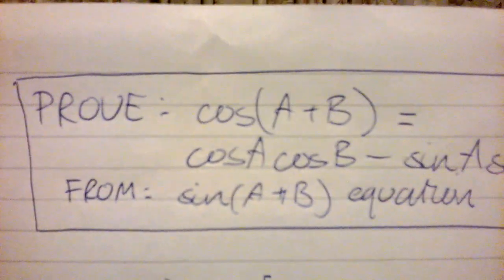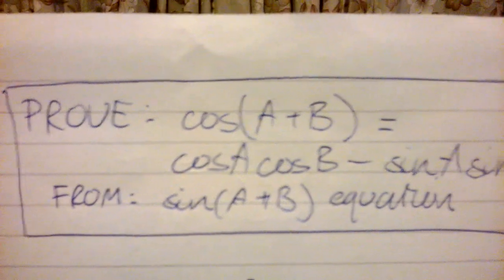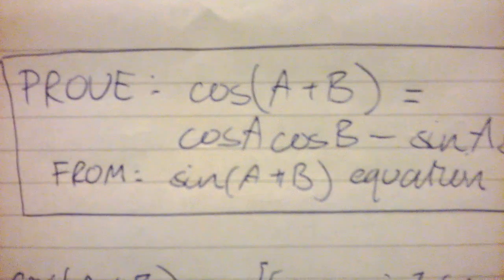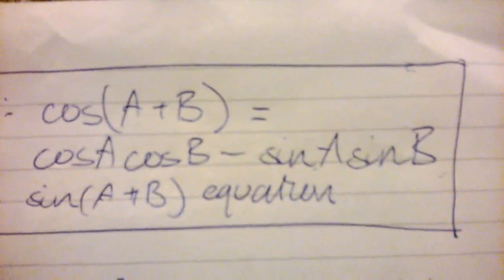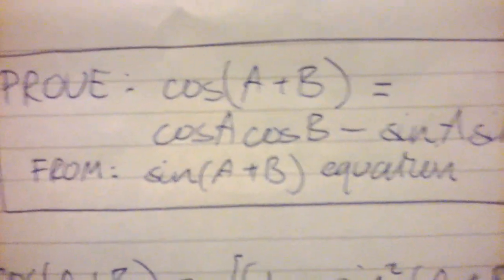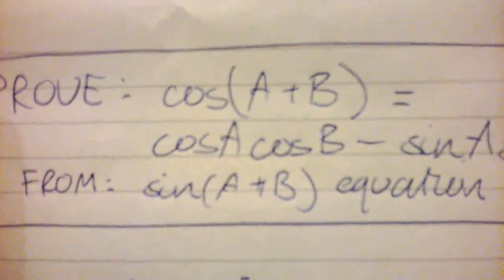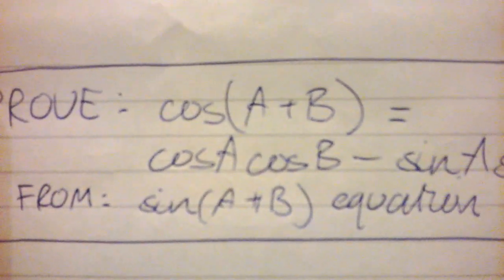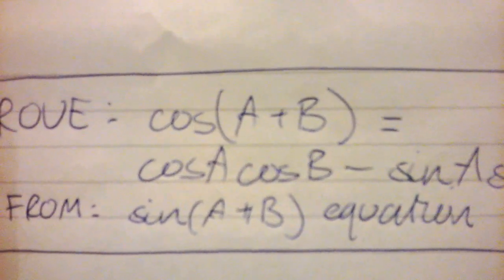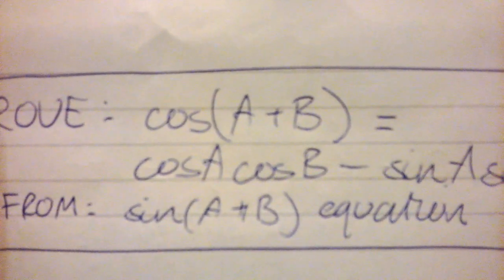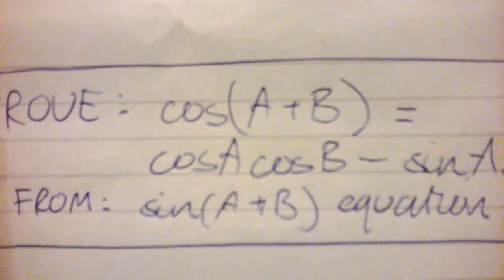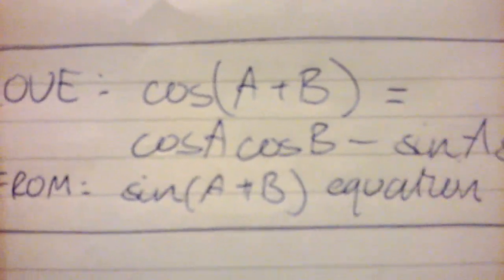Hi, I'd like to prove that cos(a+b) equals cos a cos b minus sin a sin b. The main part of this video is to prove it from the equation of sin(a+b). But I'm going to very briefly show you the sin(a+b) proof, because I've actually just done another video of it. So if you wanted it in a little bit more detail, watch my other video.